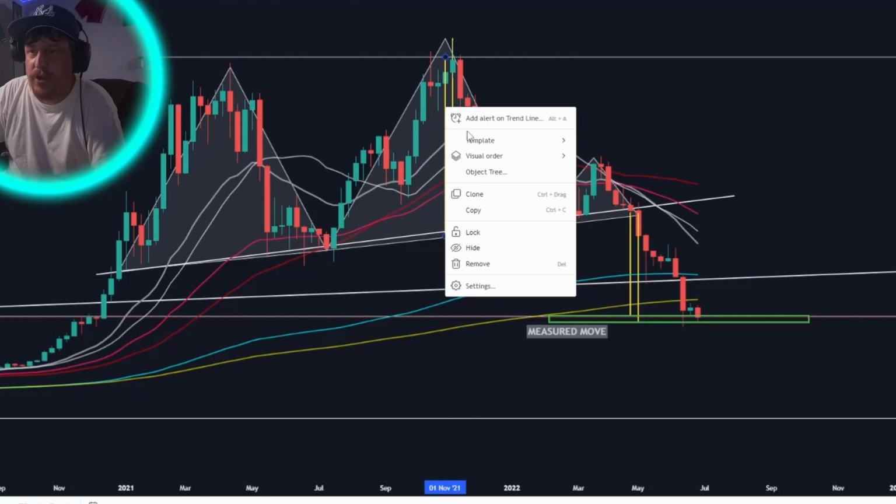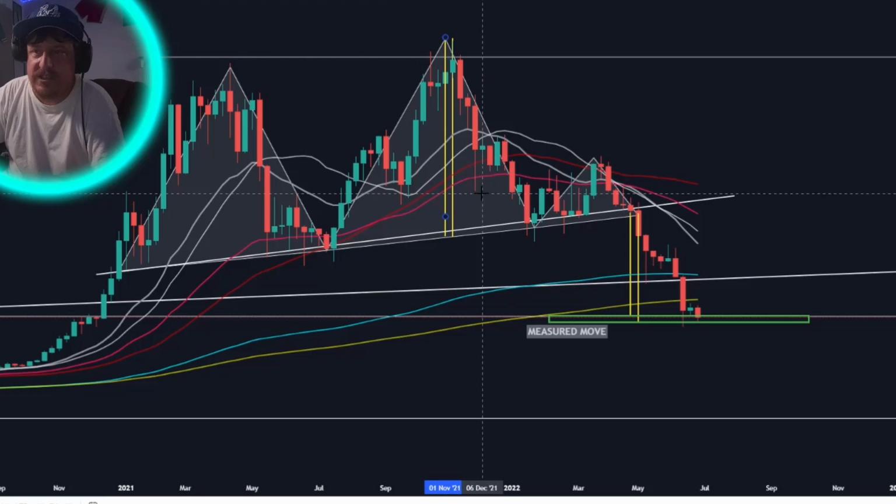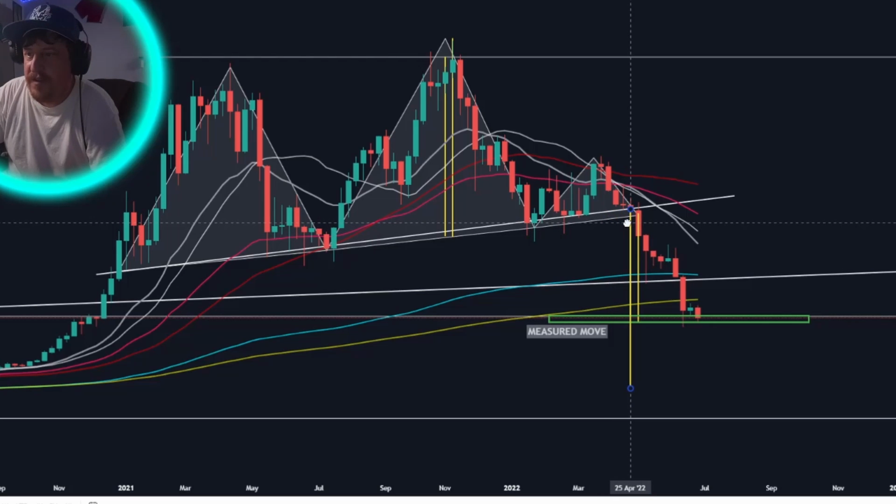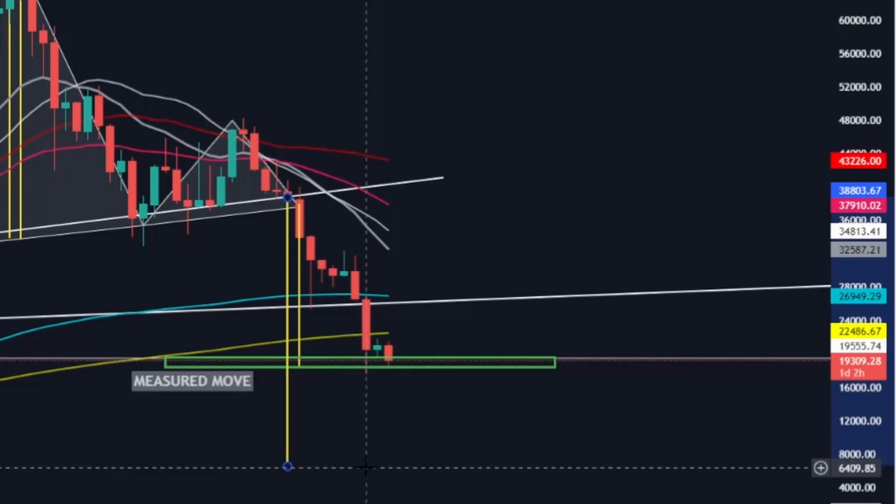But we'll just clone this, right-click and clone this more conservative one, and then drag that down to the breakdown. You can see that most traders, if they're using linear or arithmetic scaling, take that over to the breakdown, and clearly we're nowhere near the measured move, right? That measured move's clear back down here at like 6,500.